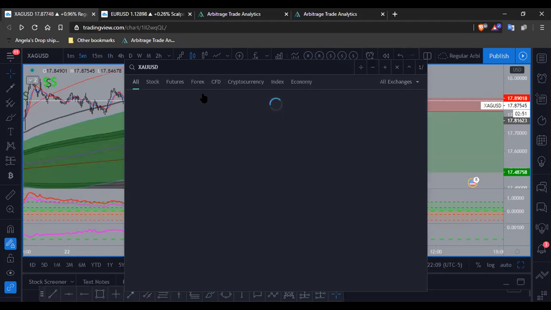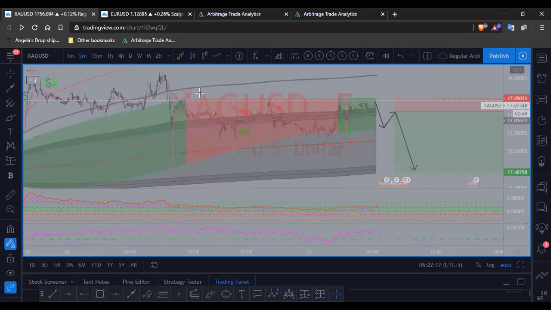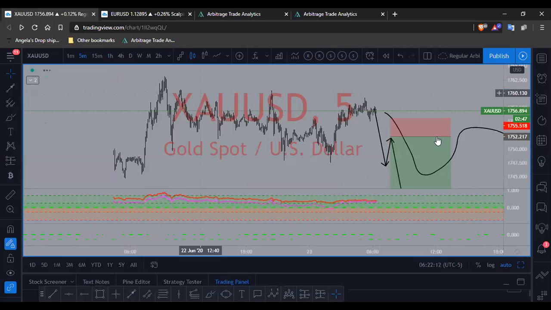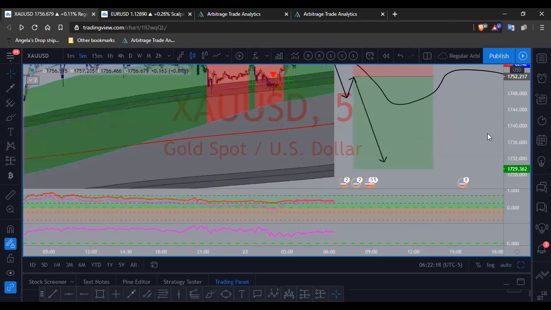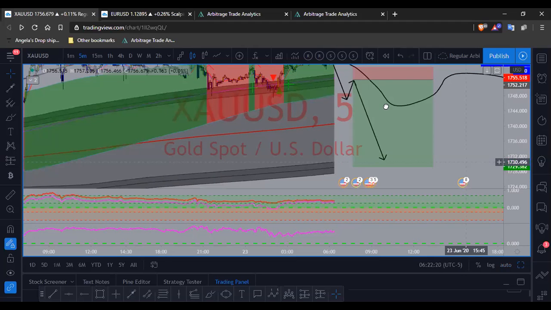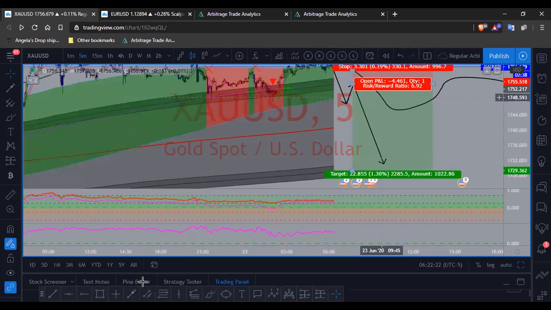Careful with your lot sizes with gold. Some brokers have really high lot sizes, so just be careful with that. With gold, this would be your entry at 1752.